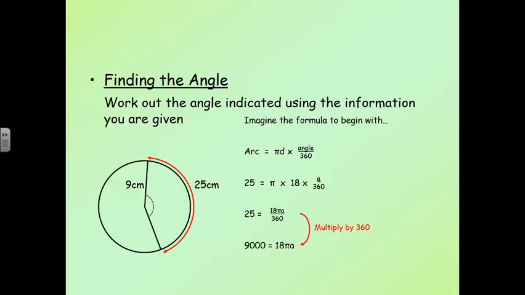Now I want to get A on its own, and we know this is 18 times pi times A. So to get A, all I have to do is divide both sides by 18 pi. So I'm going to divide both sides by 18 pi. So 9,000 divided by 18 pi in my calculator is 159.15. And that is my angle.